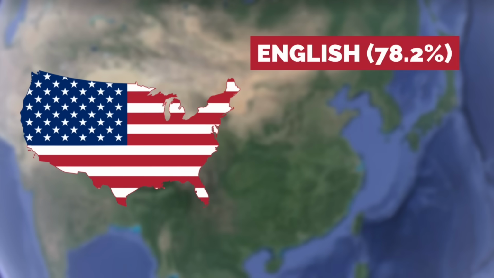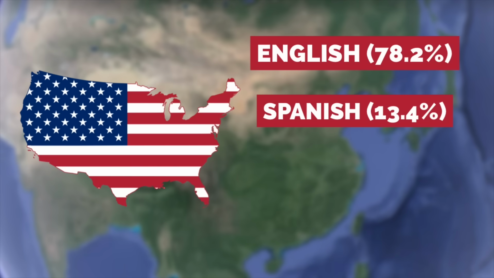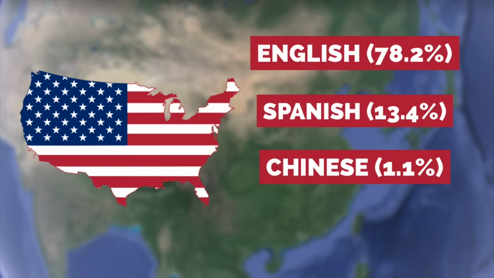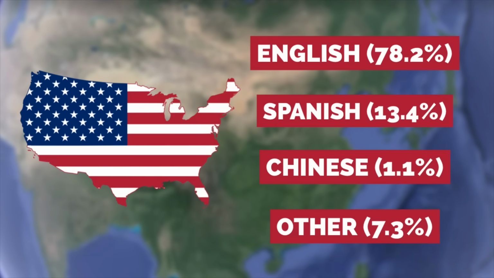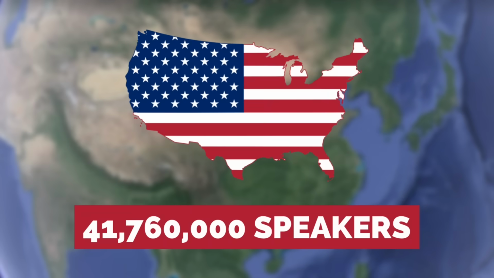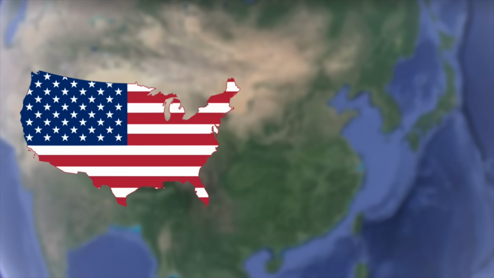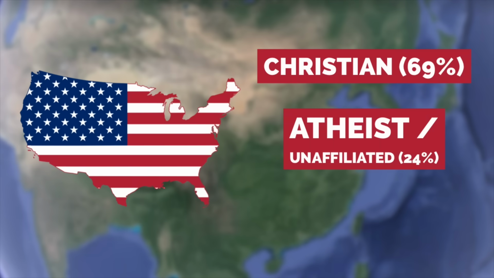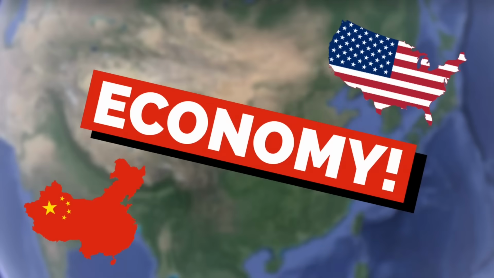In the United States, 78.2% of the population speaks English, 13.4% of the population speaks Spanish, 1.1% of the population speaks some form of Chinese, and 7.3% speak something else. The US is actually the 5th largest Spanish-speaking country in the world, sitting just behind the nation of Spain itself. As for religion, 69% of Americans are Christians, 24% are atheist, agnostic, or unaffiliated, and 7% are something else.